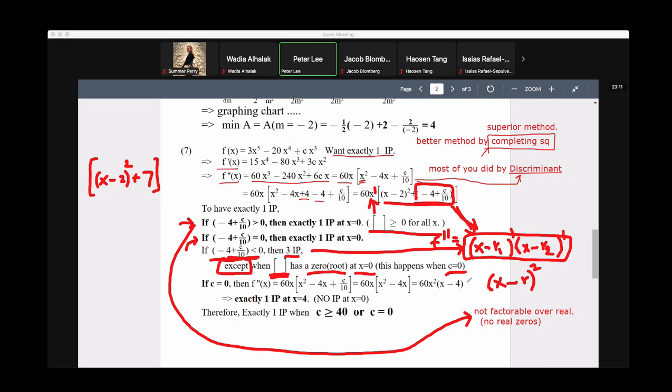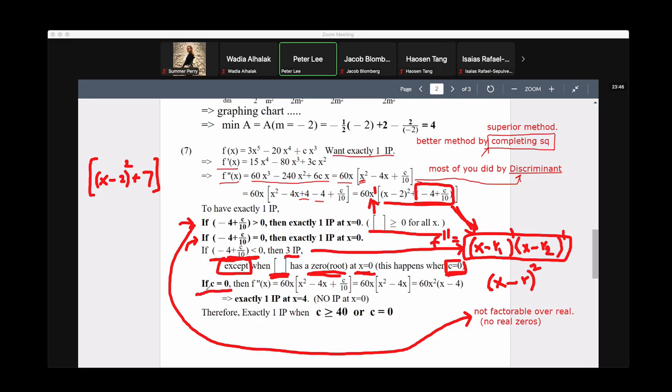Do you follow me here? So the parenthesis has a 0 at x equals 0. So the whole thing is 0 when x equals 0. That's what happens when c is equal to 0. So this is 0 when the root is x equals 0, and that happens when c equals 0. So in this case, we will also get a factor of x here, and so now let's see what happens if c equals 0.